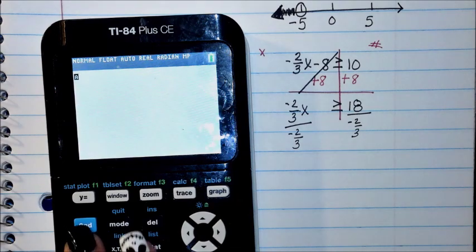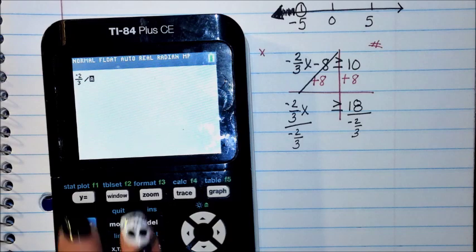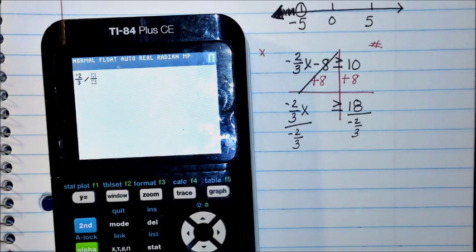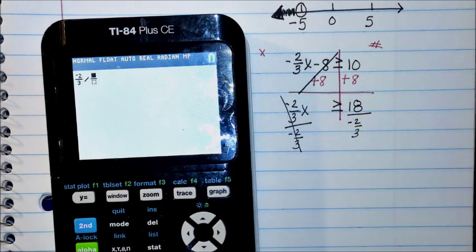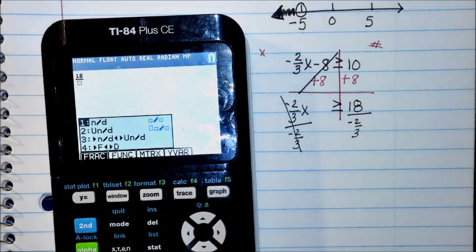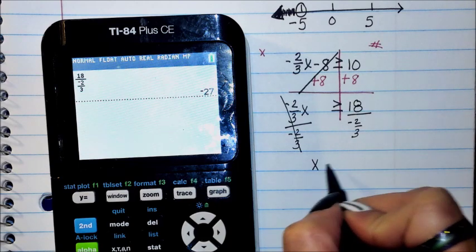So I'm going to do y equals, and I'm going to do negative 2/3, right? And then I'm going to say, what if I divide that by y equals? Well, if I divide it, I shouldn't have done this side because those are going to cancel out, right? What I should have done is 18 on top, and on the bottom, negative 2/3. So 18 over negative 2/3, and this equals x.